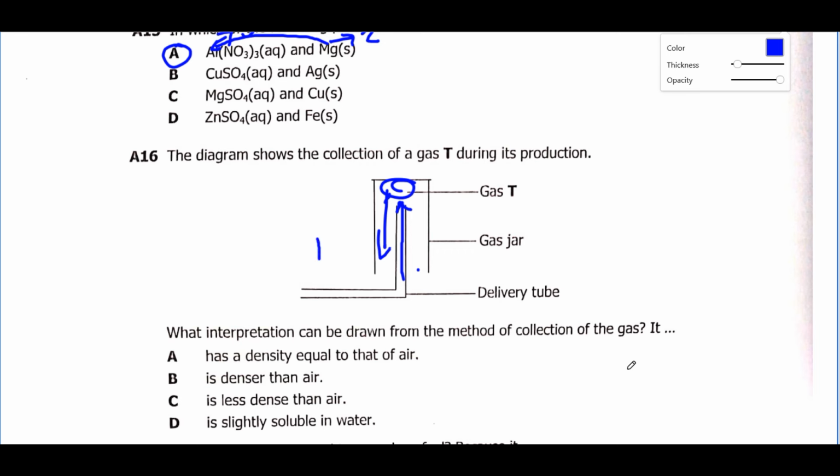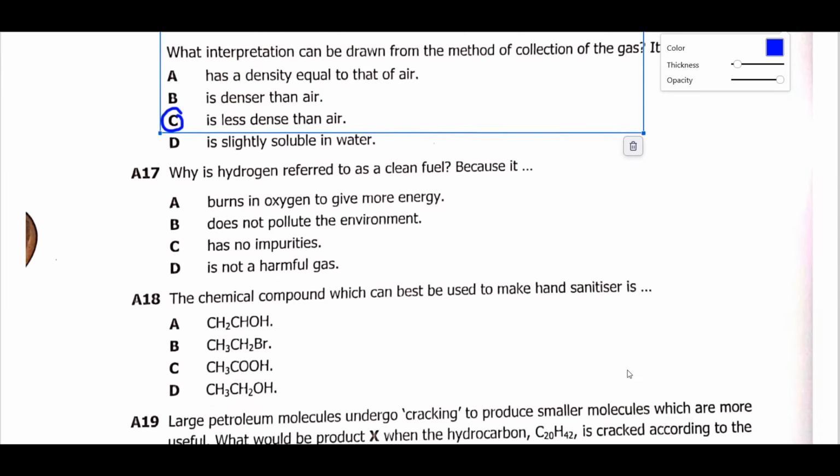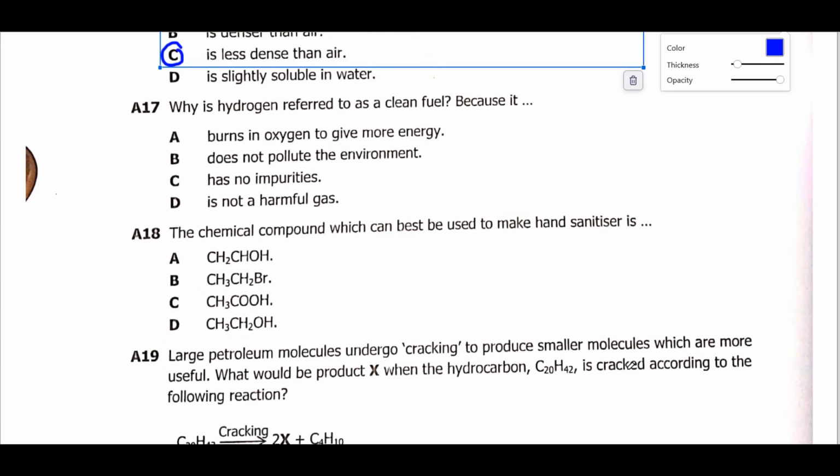So whenever the gas goes up, it's less dense. Whenever the gas goes down, it's more dense. That's the key. So the answer here is C. It is less dense than air. Question number 17. Why is hydrogen referred to as a clean fuel? A clean fuel is any fuel that can burn in oxygen without polluting the environment. So the answer is B.